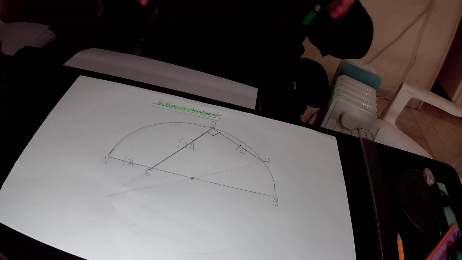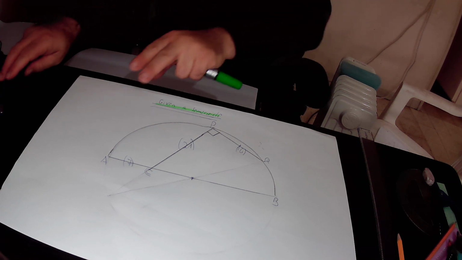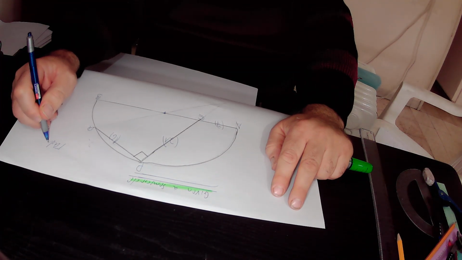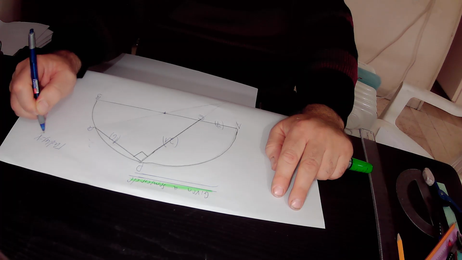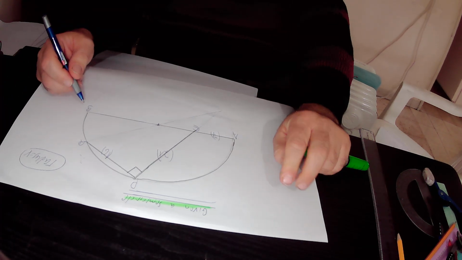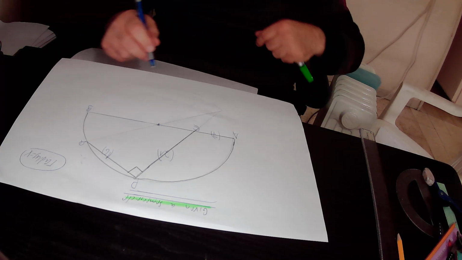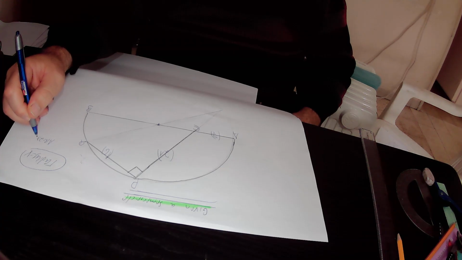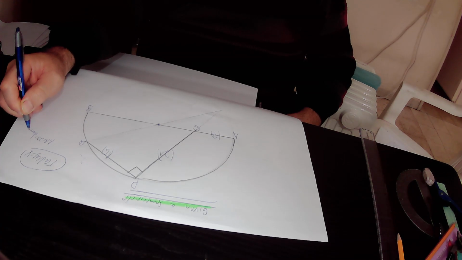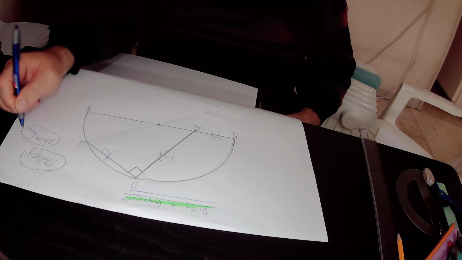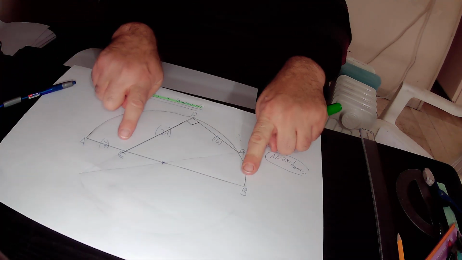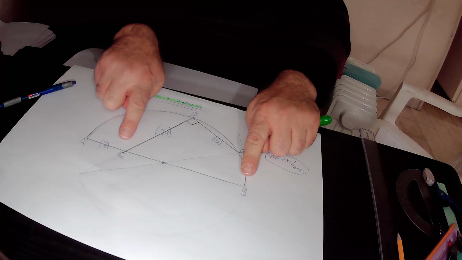So first of all, we'll define the radius of this semicircle as x. If the radius is x, then the diameter AB is 2x. What is the length of this line segment? Line segment CB. CB equals AB minus AC. Again, CB equals AB minus AC.